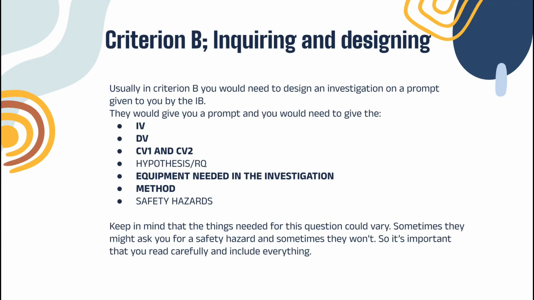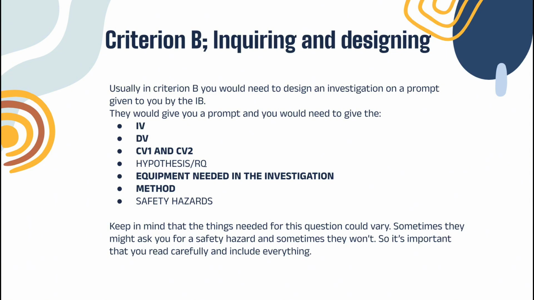Now coming on to criterion B, inquiring and designing. Usually in criterion B, you need to design an investigation on a prompt given to you by the IB. So they'll give you a prompt and you would need to give the IV, independent variable, the DV, dependent variable, CV1 and CV2, the control variables, and a hypothesis or a research question. They either ask one of them or sometimes even both.